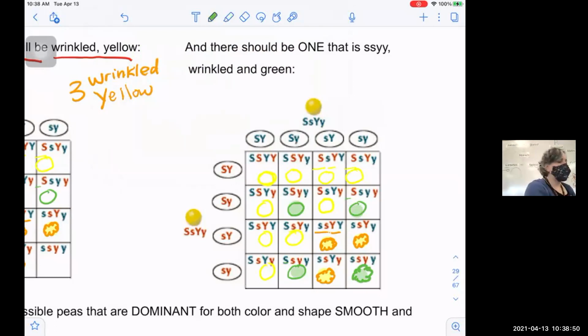So there are 4 possible phenotypes, right? You can be smooth yellow, you can be smooth green, you can be wrinkled yellow, and you can be wrinkled green. So we have 4 possible phenotypes of these offspring. Okay, so now you are going to have to be able to figure out the phenotype ratios of the offspring.